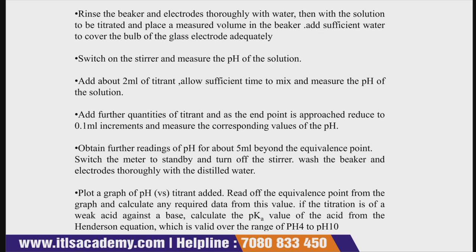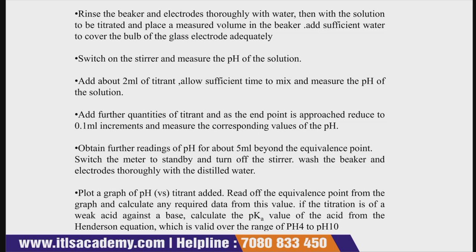After adding the 2 ml of titrant, allow sufficient time to mix, and measure the pH of the solution. After that, you add further quantities of titrant. And as the endpoint is approached, you have to reduce to 0.1 ml increments and measure the corresponding values. The same thing that you do in the titration process, you have to perform here also.